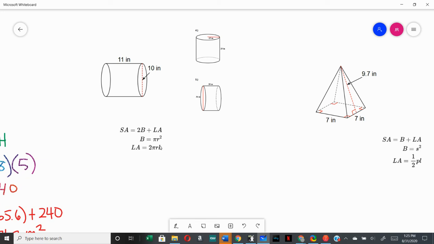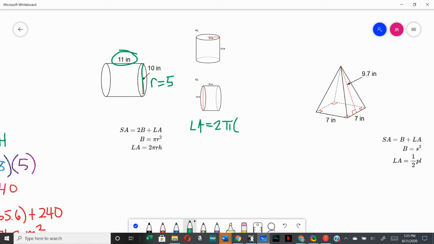So what do you need to know? You need to know the radius. So what's the radius? I have a diameter right here. So that means that my radius would be half of that. So my r in this case would be 5. So nothing special here. My lateral area, since I already know what I need to know, which is my radius, my height has to be the 11 then. So my lateral area is going to be 2 times pi times the radius, which is 5, times h, which is 11.